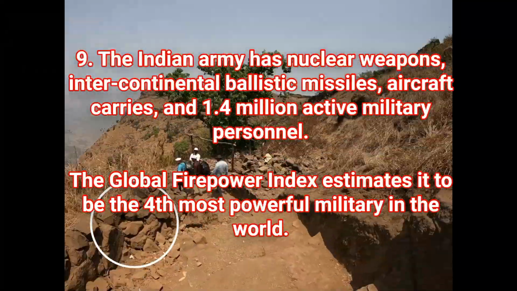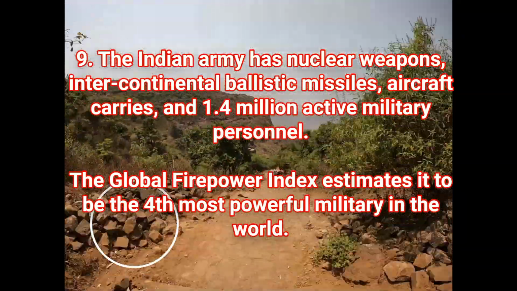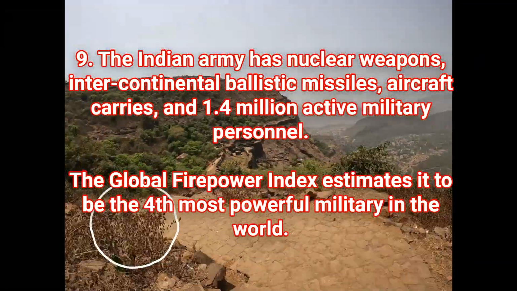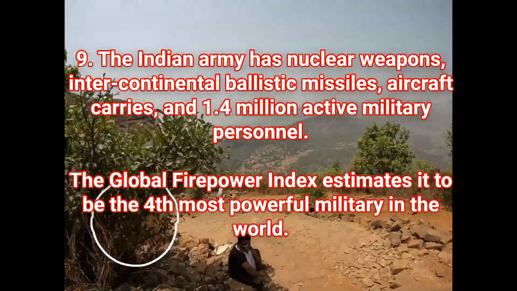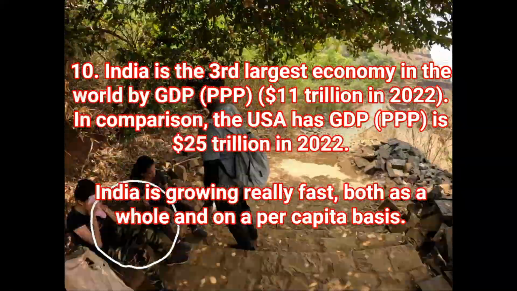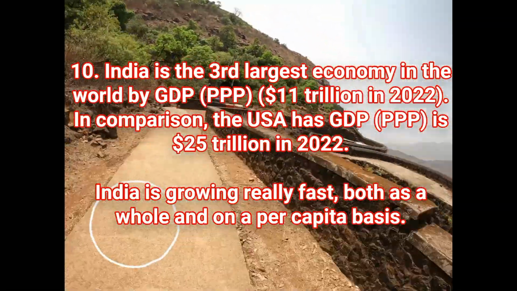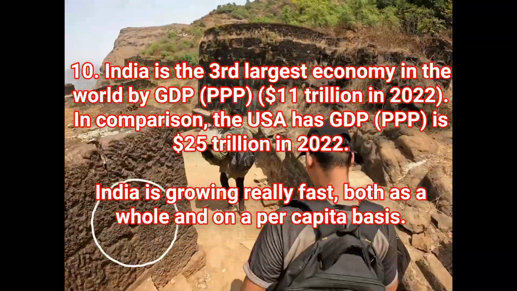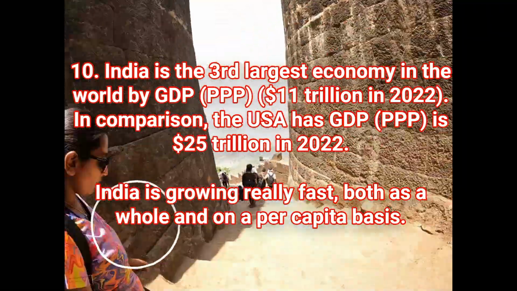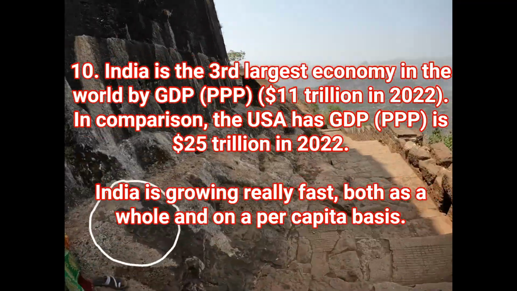9. The Indian Army has nuclear weapons, ICBMs, aircraft carriers, and 1.4 million active military personnel. The Global Firepower Index estimates it to be the fourth most powerful military in the world. And lastly, India is the third largest economy in the world by GDP PPP. It's $11 trillion in size in 2022. In comparison, the USA GDP by PPP is $25 trillion. The numbers are from IMF. India is growing really, really fast, both as a whole and on a per capita basis.